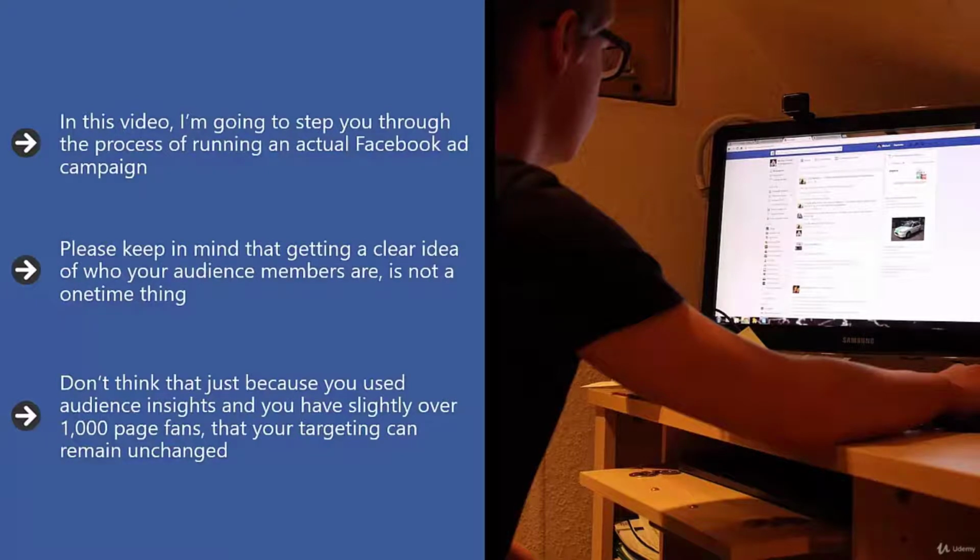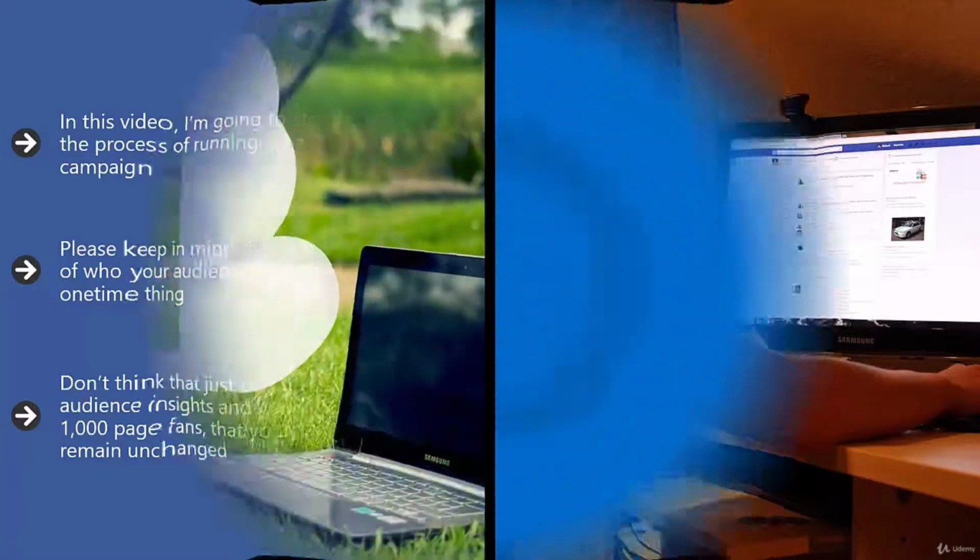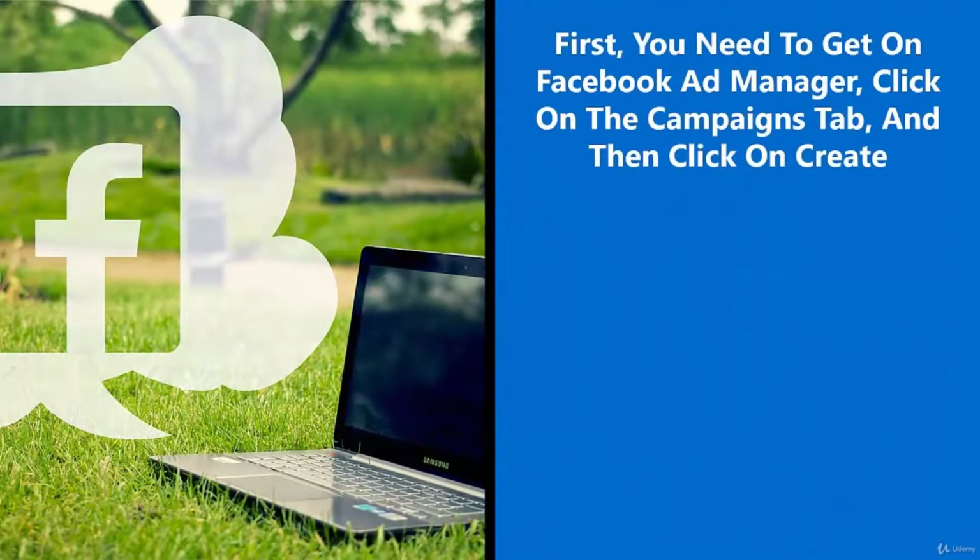In this video, I'm going to step you through the process of using Facebook Ad Manager to set up an actual ad campaign. First, you need to get on Facebook Ad Manager, click on the Campaigns tab, and then click on Create. This will get you going on launching a new Facebook advertising campaign. The first thing you will notice is that you actually have 11 different campaign objectives to choose from.